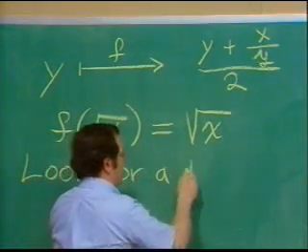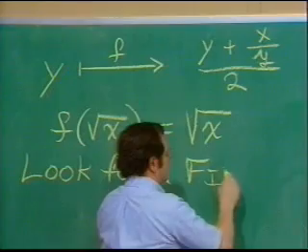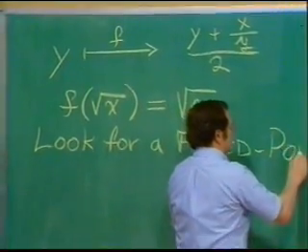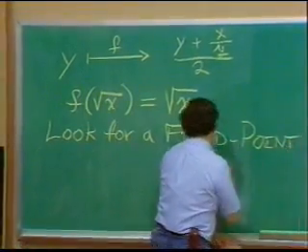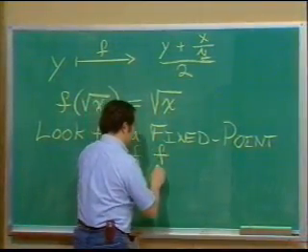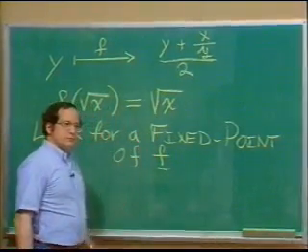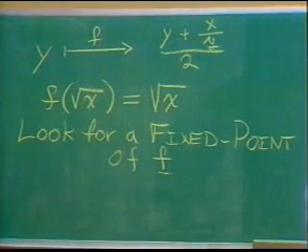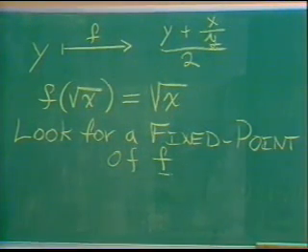A fixed point of the function f. A fixed point is a place which has the property that if you put it into the function, you get the same value out.